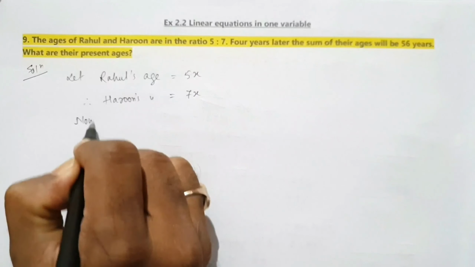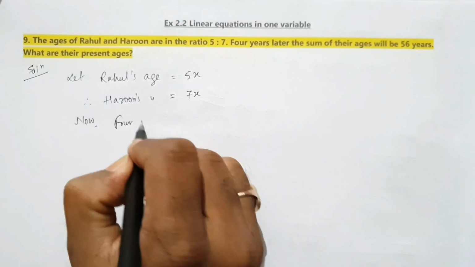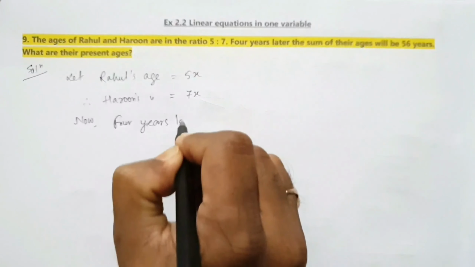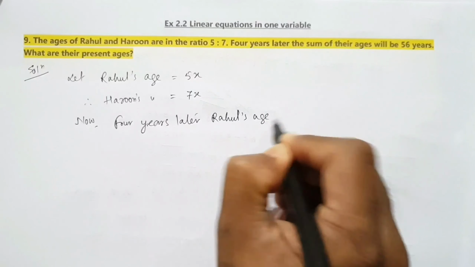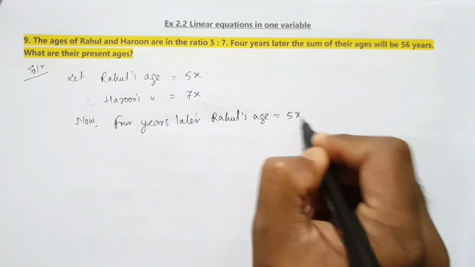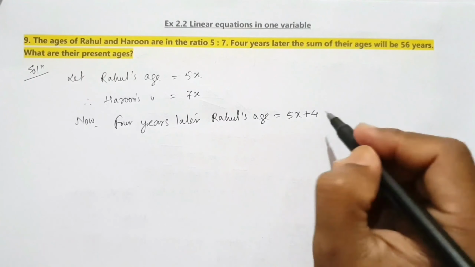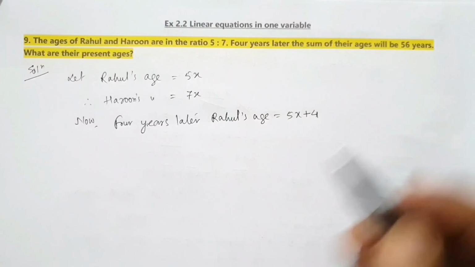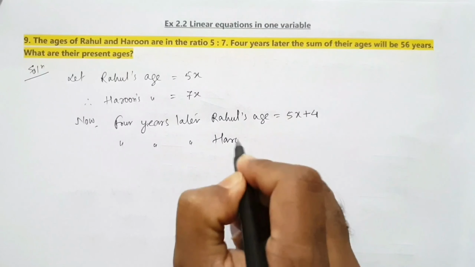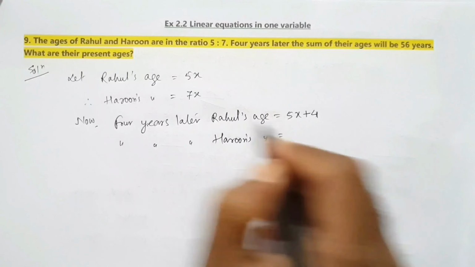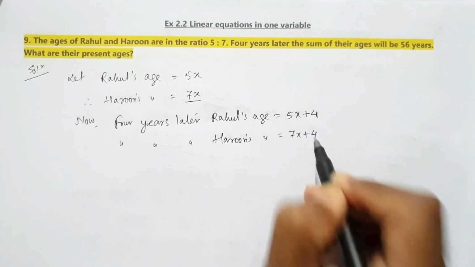Now, what will be the age of Rahul after 4 years? So 4 years later, Rahul's age will become 5x plus 4. As I said, 4 years later. If it were 4 years before, it would be minus 4. So similarly, 4 years later, Harun's age will be, present age is 7x, so 4 years later it will be 7x plus 4.